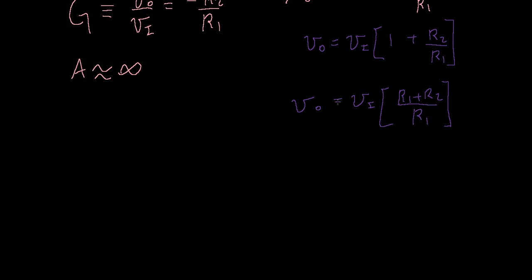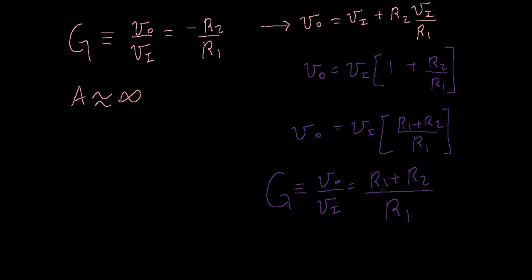So for the non-inverting configuration, V naught is equal to VI times this factor here, R1 plus R2 divided by R1. So again, the gain G is equal to V naught divided by VI, which is equal to R1 plus R2 divided by R1. The first thing you'll notice is that for the non-inverting configuration, the gain is positive, and for the inverting configuration, the gain is negative.